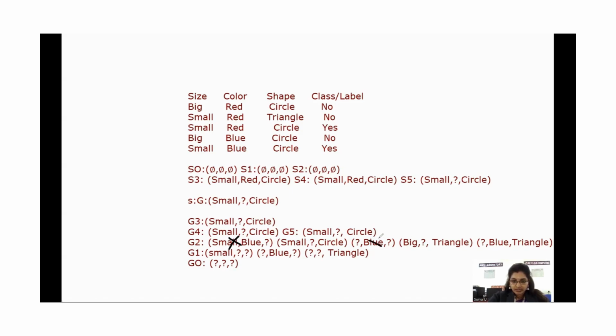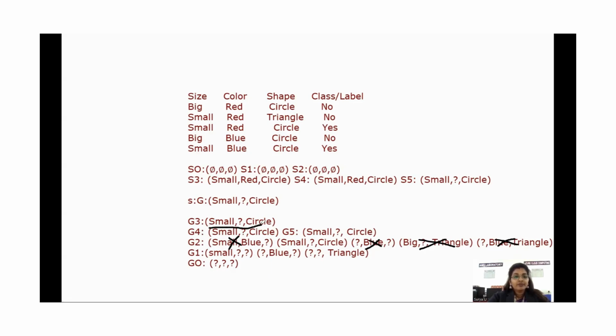I'm ignoring this because there is no possibility for all these four conditions. So I'm ignoring all four conditions and I'm writing G3 as this value: small, comma, question mark, comma, circle. Okay. Now we'll move on to check the next one. Before that, we have completed G3.